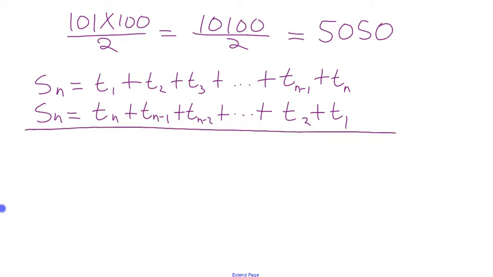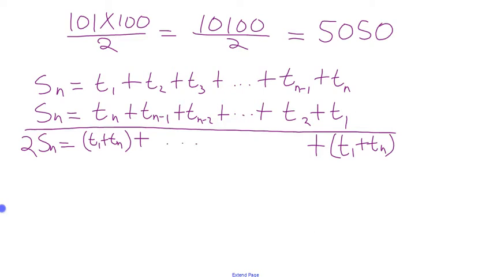Top, bottom. So what's S sub n plus S sub n? 2 S sub n's. What's T1 plus Tn? That's T1 plus Tn. What's T2 plus Tn minus 1? Well, let's go down to this end here. This is T1 plus Tn. So what do you think each of those add up to? T1 plus Tn, right, basically.